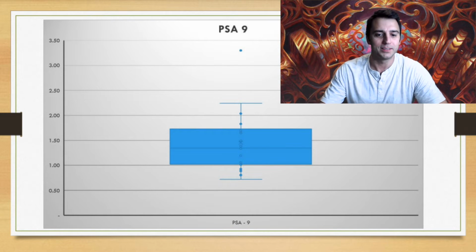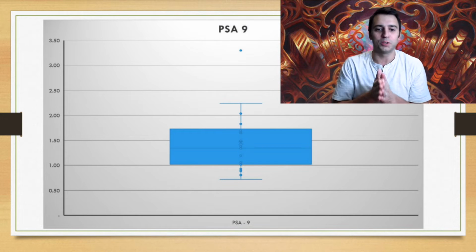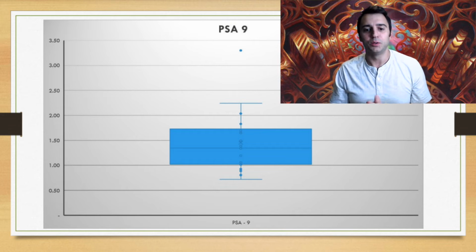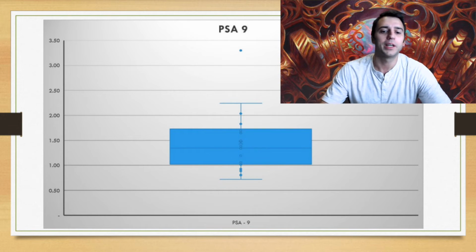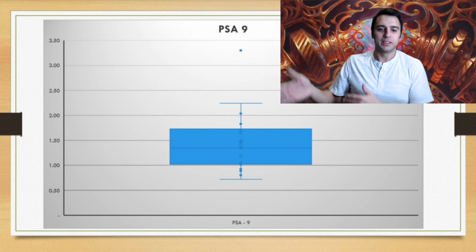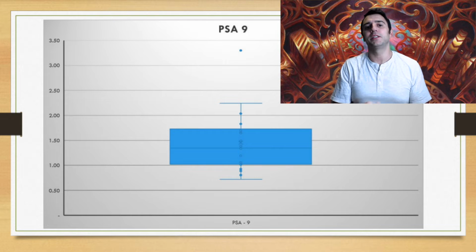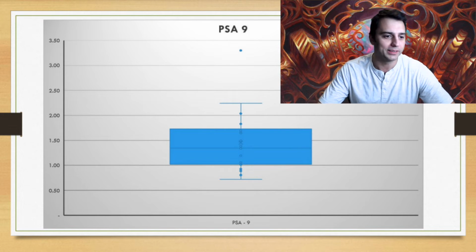But you can see that the data is clustered here in the 1 to 2 range, leaning toward 1.25 to 1.75, which is what you would expect to pay for a PSA 9 card. You want to have about a 25 to 75% premium depending on the card, depending on the rarity within the population, depending on the popularity of the card, depending on the age of the card, depending on a number of factors, but that is the expected range.